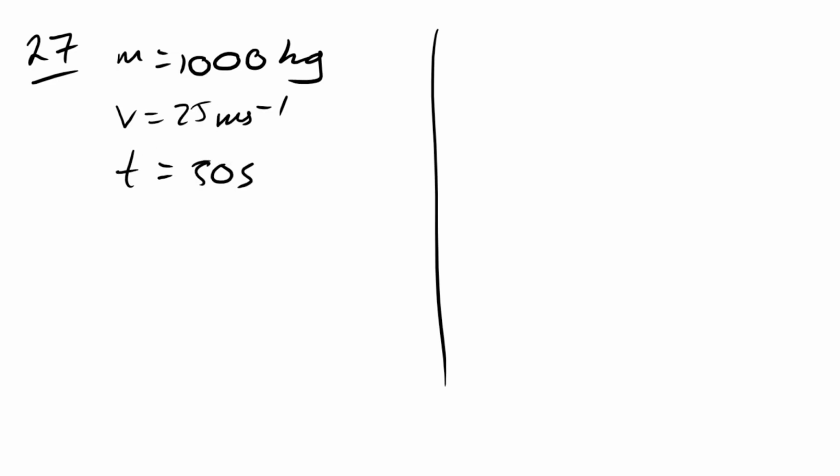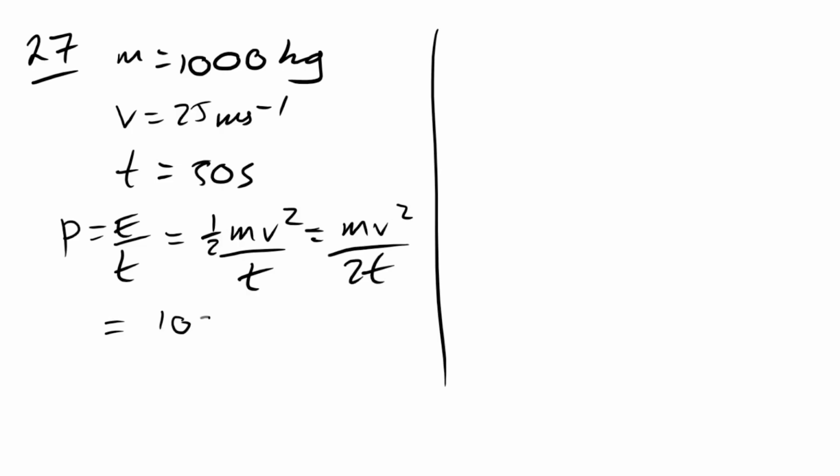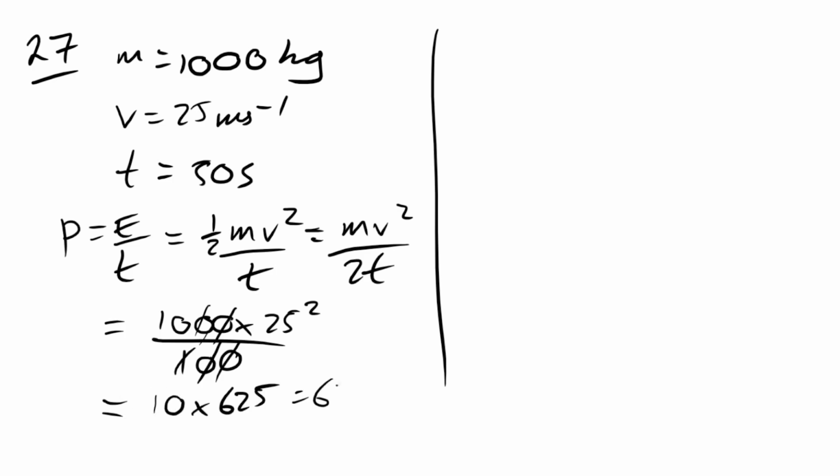Mass of car. Okay, so we have a mass of 1,000 kilograms. We have a final speed of 25 meters per second. We have a time of 50 seconds. What's the average useful power output of the car over this period? Power is going to be energy divided by time. What's the energy going to be? Well, it's kinetic energy, so it's going to be half mv squared divided by time. Or in other words, mv squared over 2t. So 1000 times 25 squared divided by, well, 100. Cancel some of these. I think we can do this in our head. It's going to be 625 times 10. So 6,250. So the answer looks like it's going to be C.